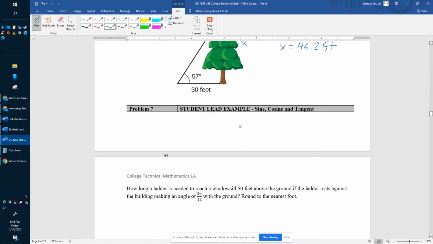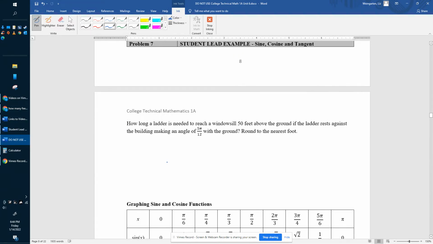Take a moment and look at problem 7 and see if you can figure it out.